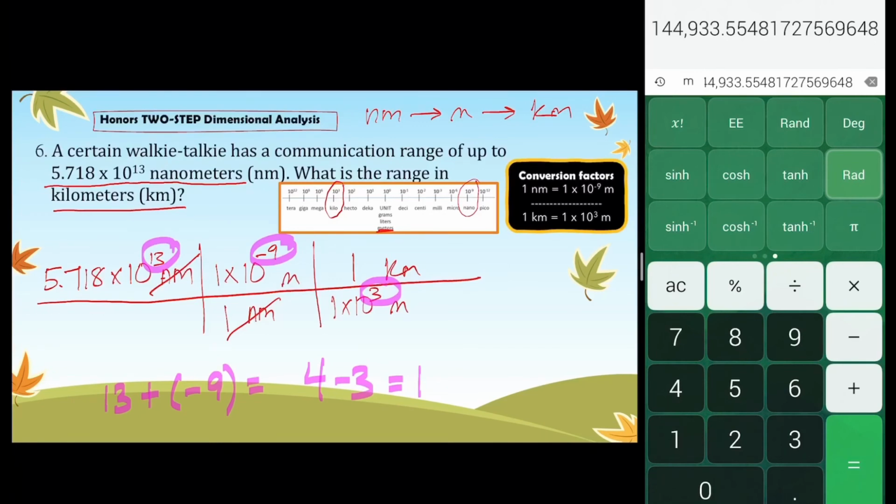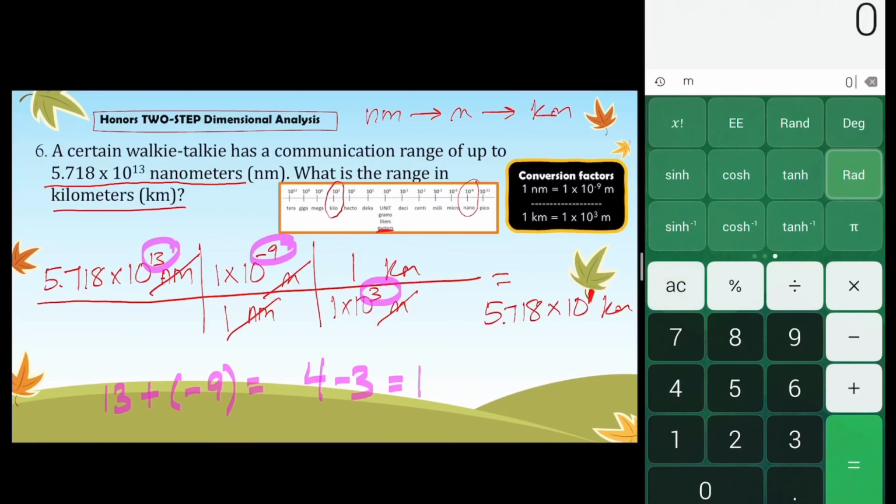When you multiply across, because there's 5.718 in our given value and the rest of the values are just ones, we can simply write 5.718 times 10 to the power of 1. And then look at your labels. Meters cancel, so we end up with kilometers.